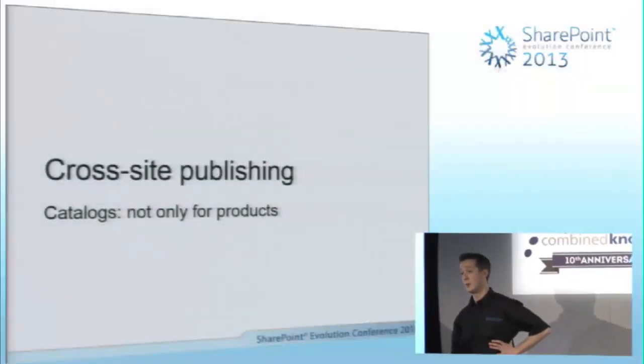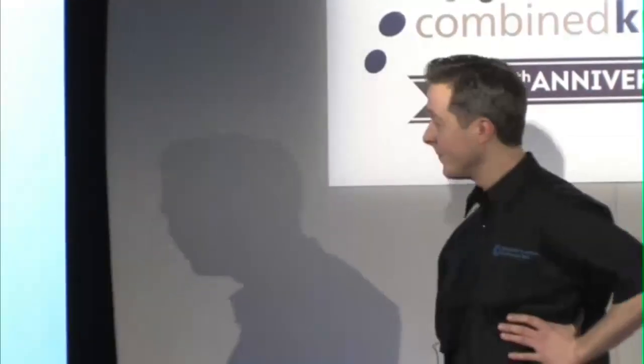So one of the new things in SharePoint 2013 search-driven publishing is cross-site publishing. As the name says, this allows you to cross the site collection boundary and publish content from other locations on your site collection. If you have seen any of the Microsoft demos recently, you might have heard that this is being referred to as product catalogs. The great thing is, it's not only for products. You can publish with it any kind of structured content that you have.